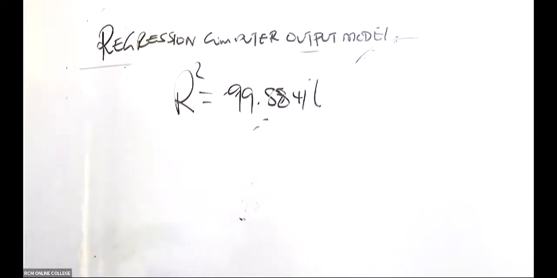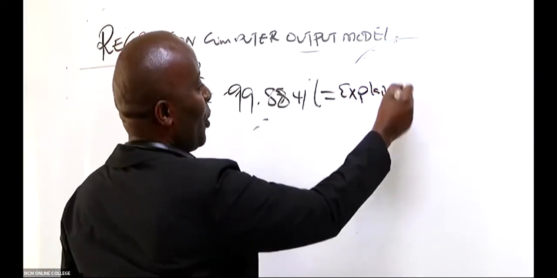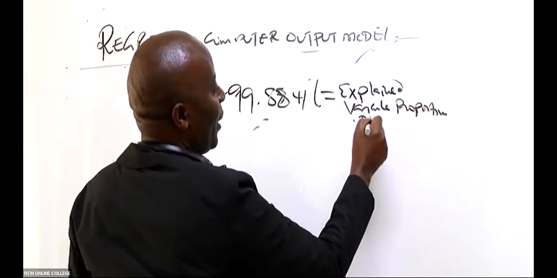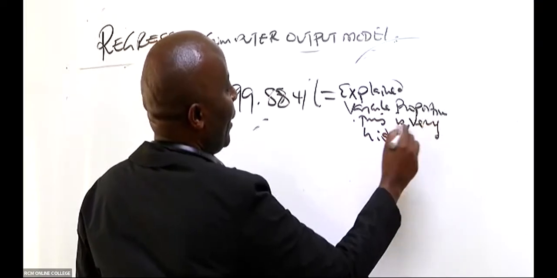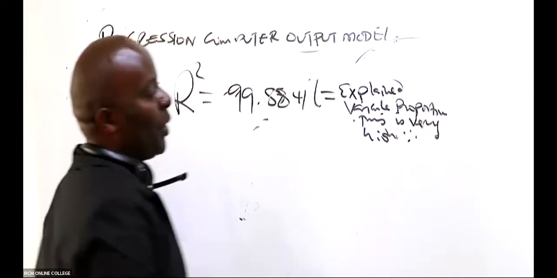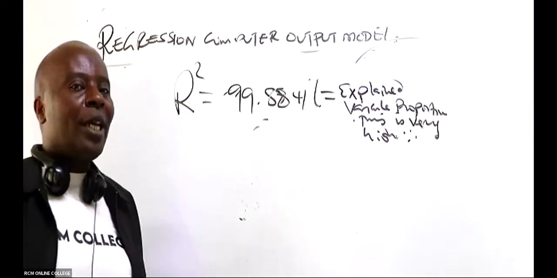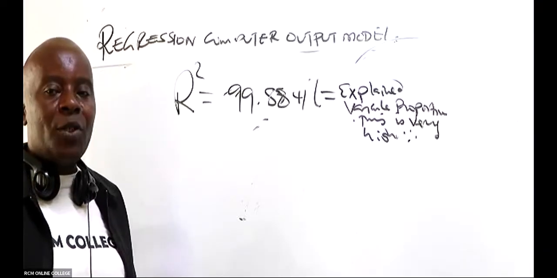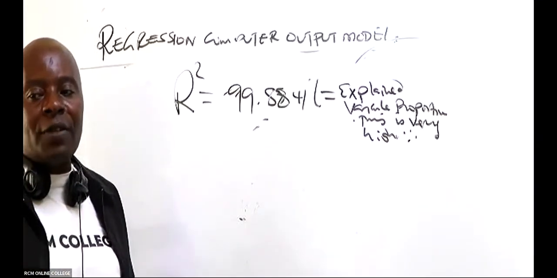So how do I interpret this, ladies and gentlemen? It means that x1 and x2 explain a proportion of the variance, and I say that this is very high, and therefore the model is excellent for prediction. You'll get all the marks. 99.8841% is really excellent.